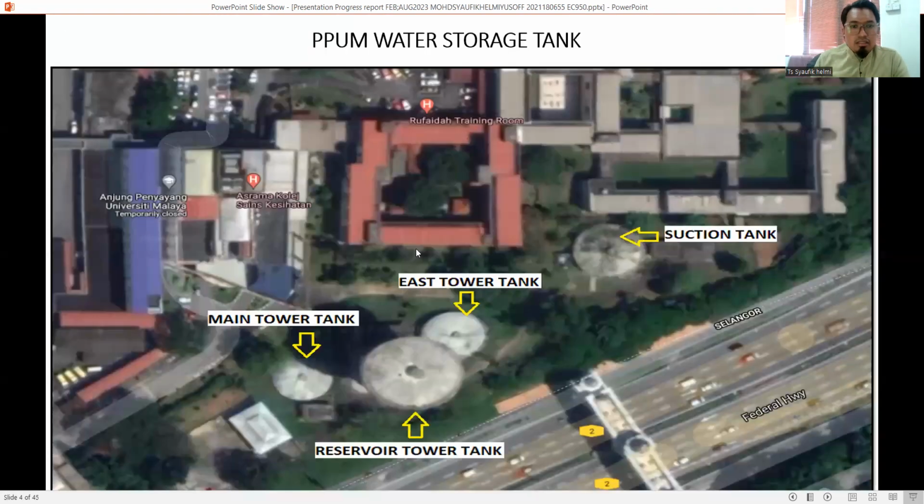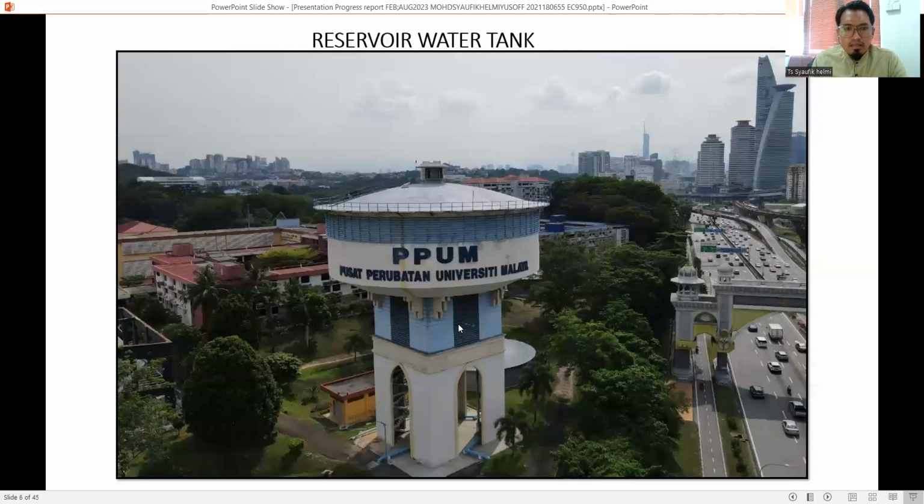Okay, regarding this topo map, at the PPM I have four main storage water tanks. This one is the main tower tank, the reservoir tower tank, the tower tank, and the structure tank. So our case study now is the reservoir water tank.